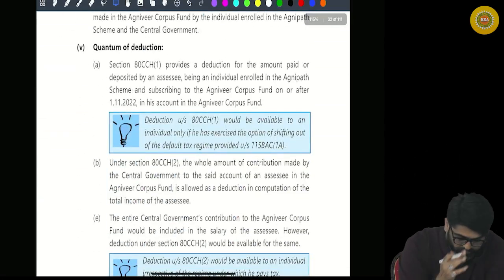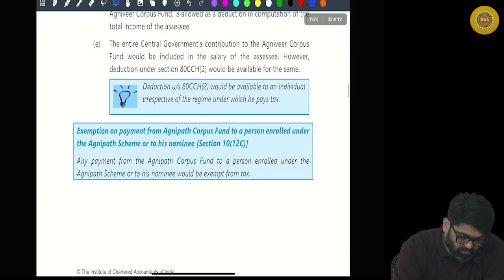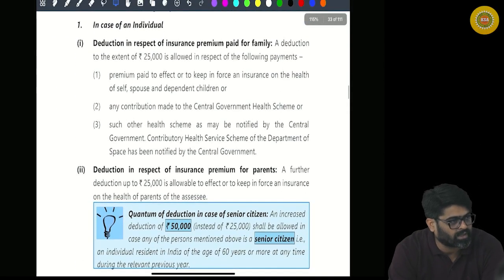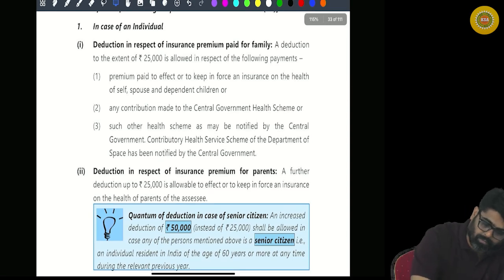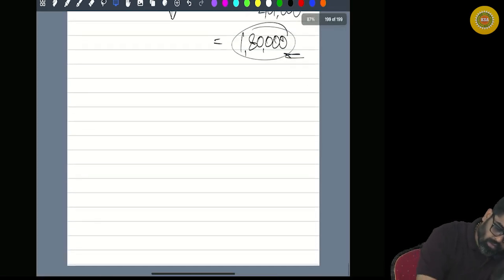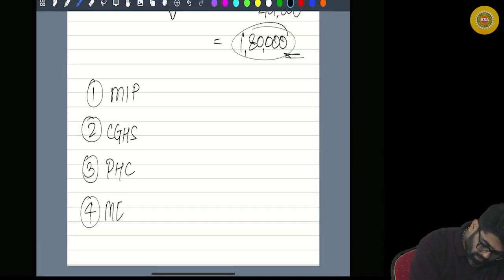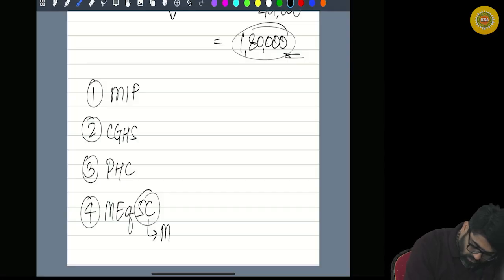Quantum of deduction, that I have already discussed. Now 80D is there. Okay? In 80D, 4 payments are there. How many payments? See, 4 payments will be there. One is MIP, 2 is CGHS, 3 is PHC, 4 is medical expense of a senior citizen, that senior citizen for whom MIP is not paid.